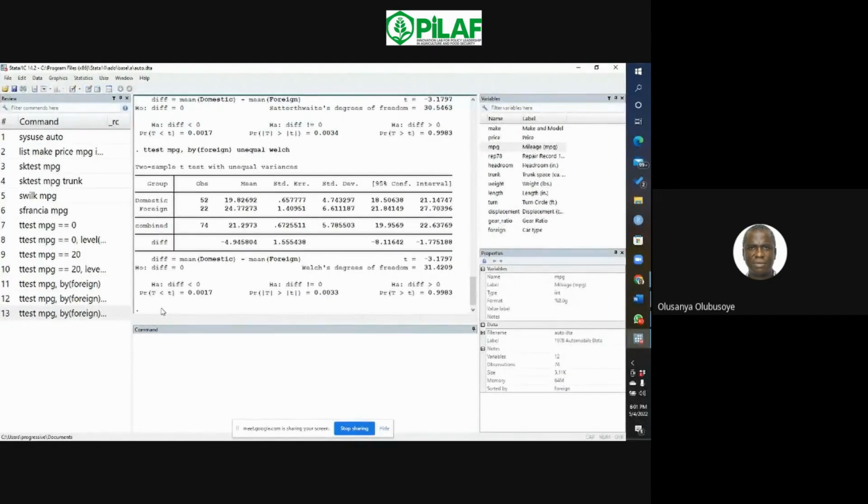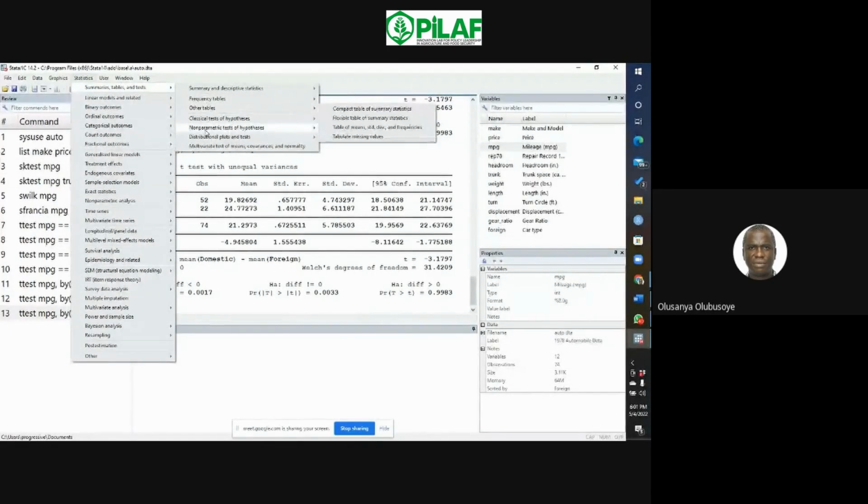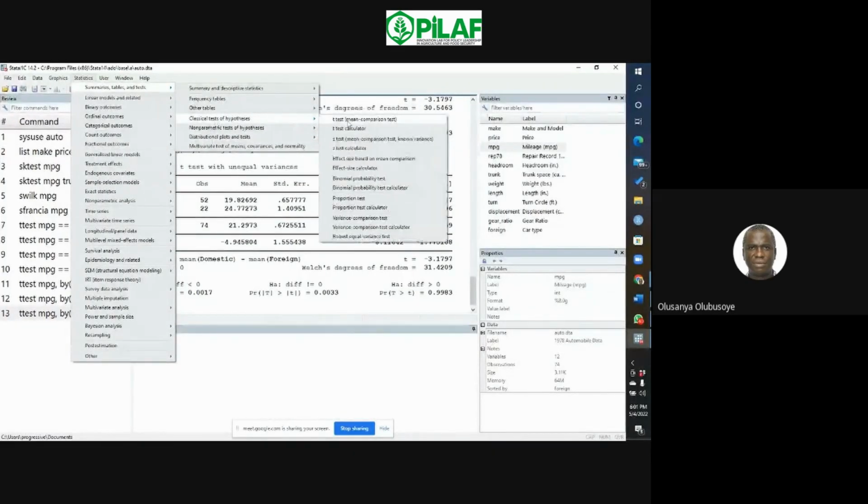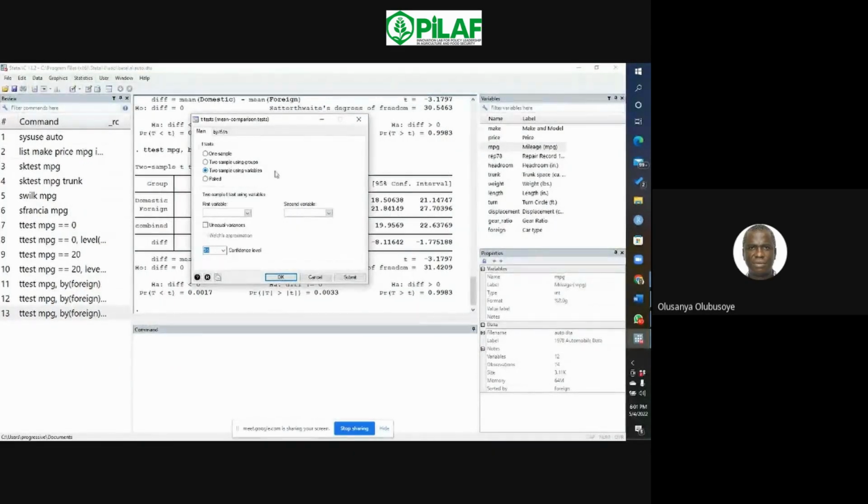Because of time, we have even exceeded our time. Let's quickly go now to the t-test with two samples using variables. This is in contrast to the two-sample test using groups, where you assume that the variable can be considered among two possible groups.